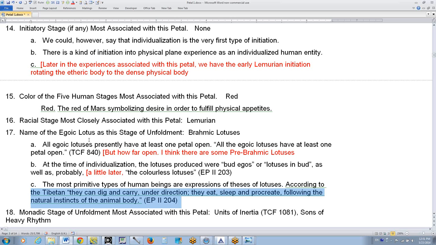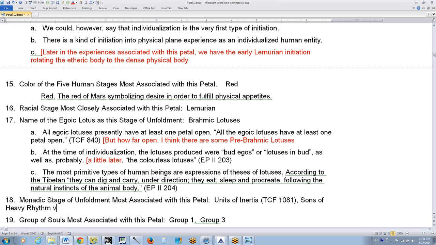The monadic stage of unfoldment most associated with this petal, well, units of inertia, sons of heavy rhythm, possibly, really suggesting a lot of the lunar Vulcan, Vulcanian energy. The moon veils Vulcan for the undeveloped.